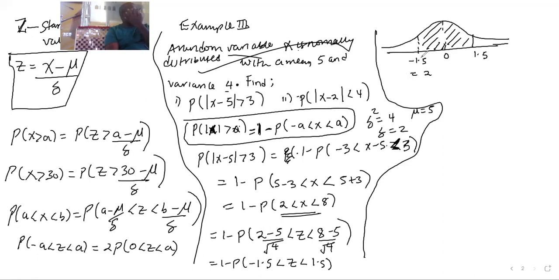Excuse me, sir. Yes, please. How did you get 5 minus 3? Like when you said 1 minus probability of 5 minus 3 is less than x less than 5 plus 3. Oh, here. Yes, sir. Okay. Now we are solving this part. We have to leave x in the middle, okay? It means the negative 5 has to go on both sides of this inequality. When it goes, it becomes a positive in both cases. That's why it became 5 minus 3 and 5 plus 3 on the other side. Okay, sir, thank you.